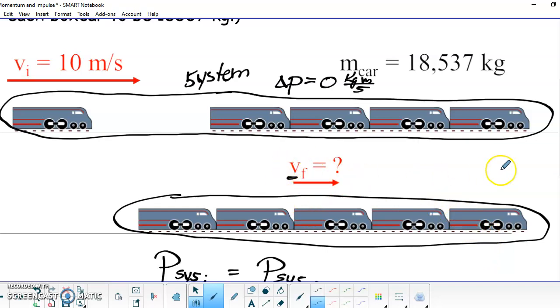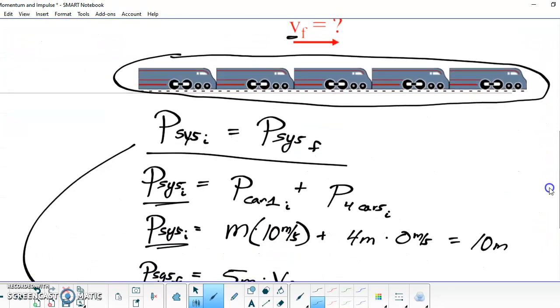Well, to do that, we need to look at our collision by considering all of the objects that collide. So your system would be our car moving, plus all 4 of these cars that are stationary. And we include all of those in the system before and after our collision. So to do that with momentum, we want to say the momentum of our system initially equals the momentum of our system finally, because the impulse due to the forces of this collision are 0. Our momentum of our system initially is just the momentum of car number 1 that's moving initially, plus the momentum of our 4 cars initially.